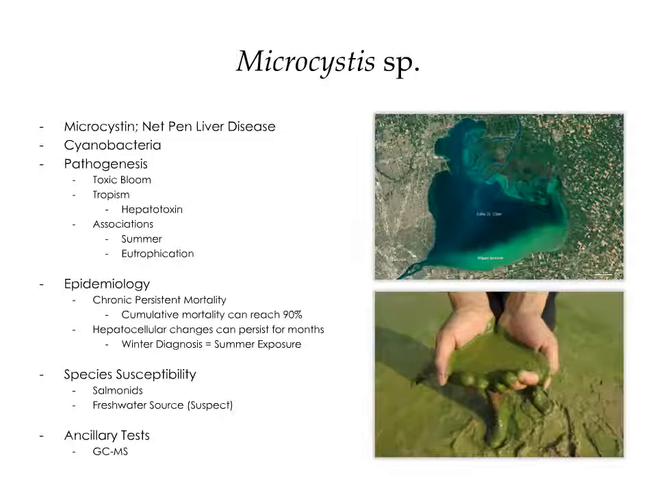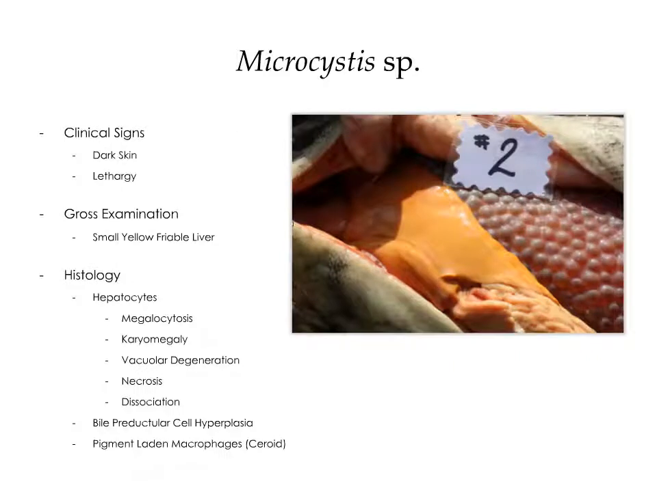Ancillary testing includes gas chromatography and mass spectrometry. Clinical signs within affected fish include darkened skin and lethargy. On gross examination, the fish may have a small yellow friable liver. Histologically, hepatocytes exhibit a number of changes, including megalocytosis, karyomegaly, vacuolar degeneration, and necrosis, with widespread hepatocellular dissociation.